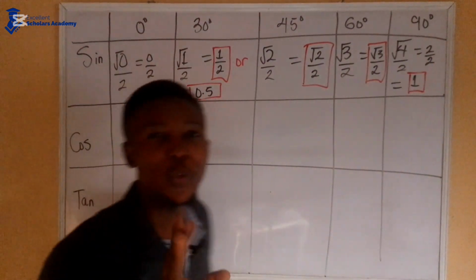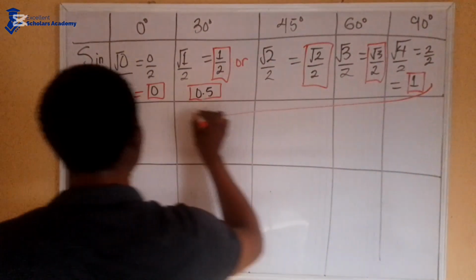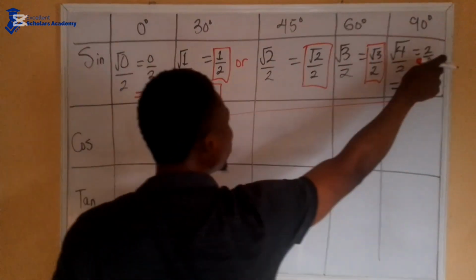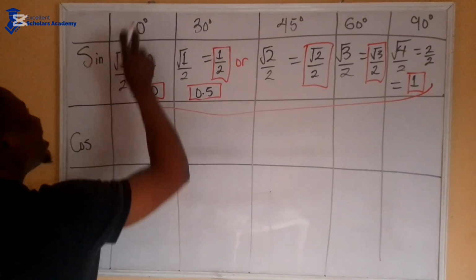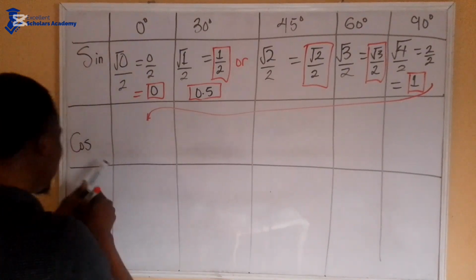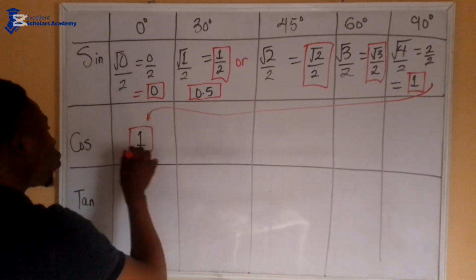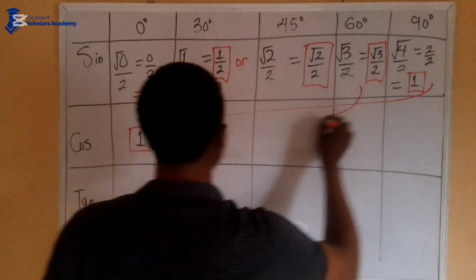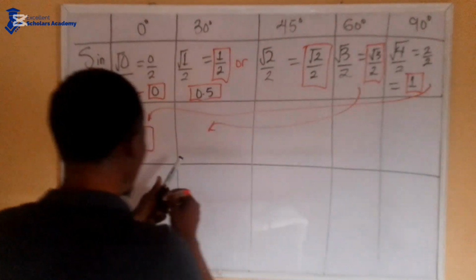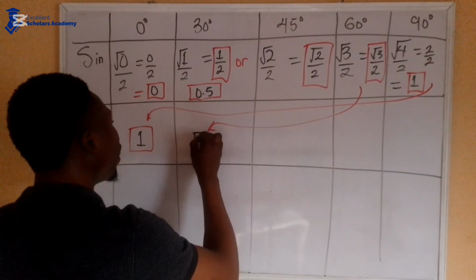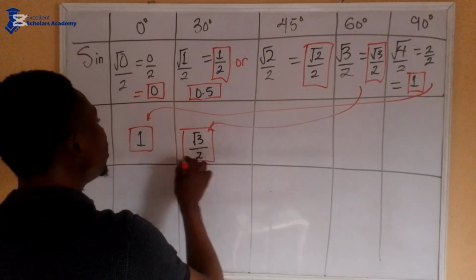To get cos, we're going to do a reverse, from the last of sine to the first of cos. So cos 0 is going to be 1, a reverse of sine 90. Now reverse the next one down here. It means that cos 30 is root 3 over 2. So cos 30 gives us root 3 over 2.